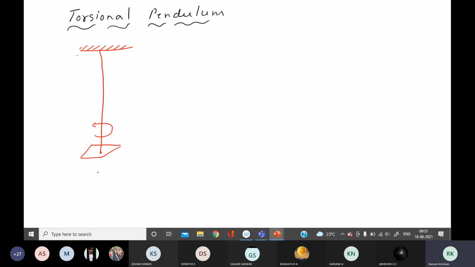Then the body is oscillating. The body will be oscillating like this and like this. This is called torsional oscillations. The oscillations where the body is fixed at the upper end and the lower end is twisted about the axis. The arrangement is called a torsional pendulum, and the oscillations are called torsional oscillations. In this, we can find 2 things.